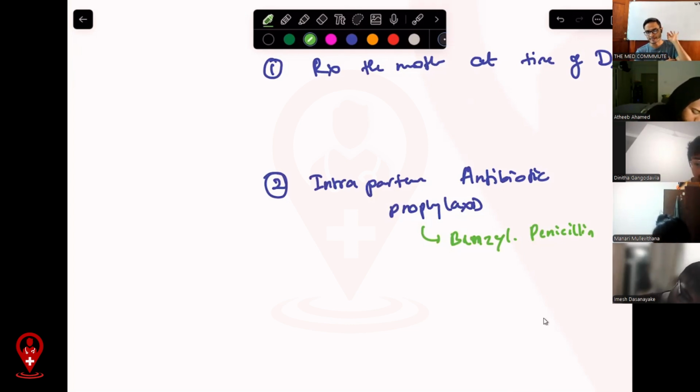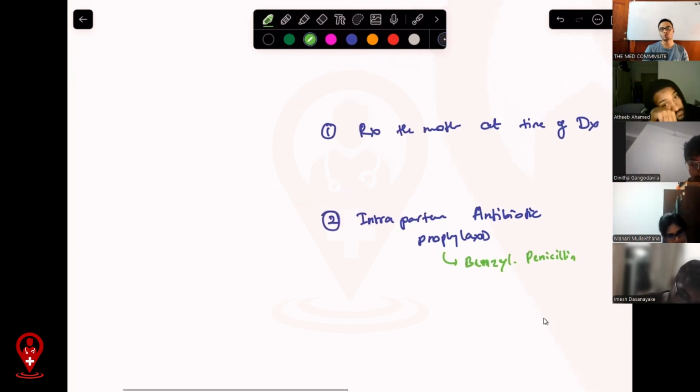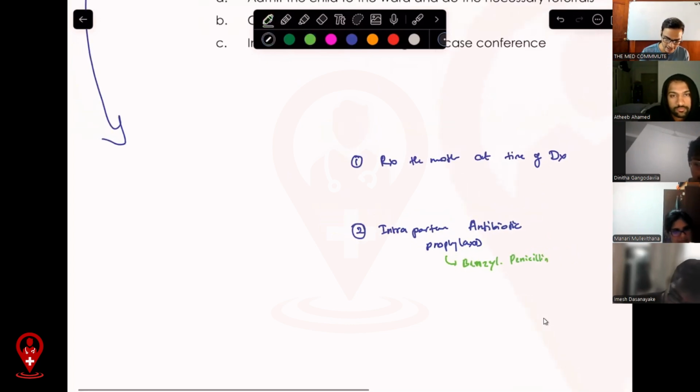Right? Cephalosporins or vancomycin. Just write that down. Benzyl penicillin, you must remember, right? Now, when do we do this number 1 and number 2 treatments? When do we do them together? When do we do them combined, right? Let's take a look. What are these indications?